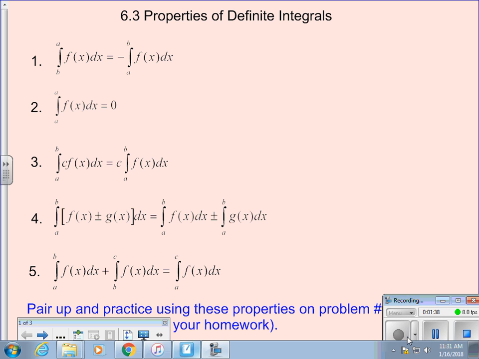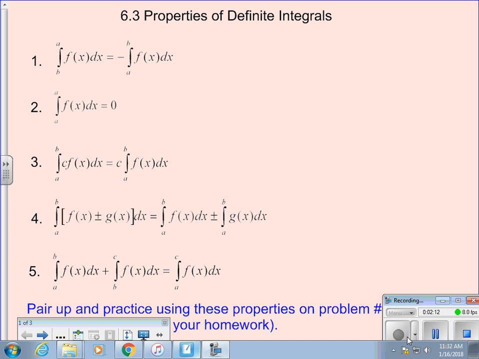Second one, the easiest integral you will ever solve. The integral from a to a of f of x is 0. If your upper bound and lower bound have the same value, then you have no width, and therefore you have no area. So if your upper bound and lower bound are the same, it is irrelevant what you're taking the integral of. It will be 0. Okay.